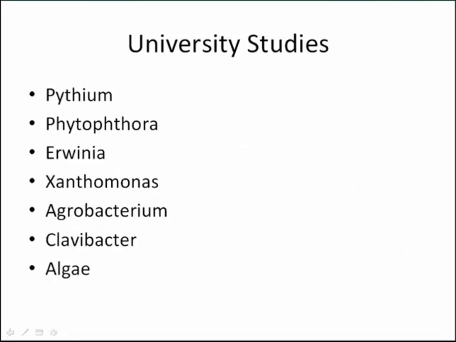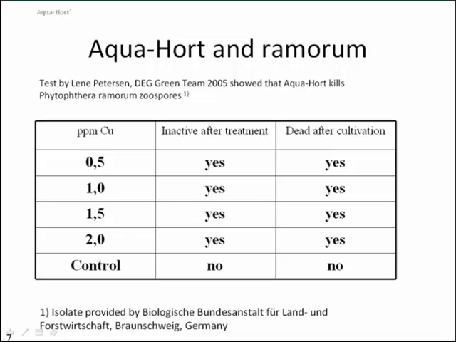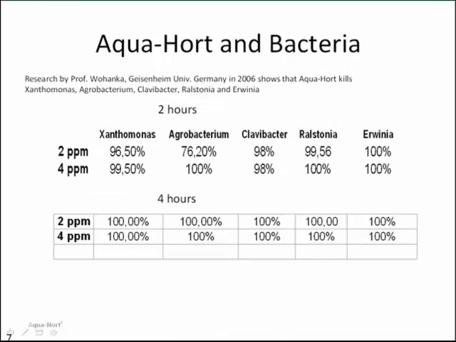In these university studies, we've done studies on Pythium, Phytophthora, Erwinia, Xanthomonas, Agrobacteria, Clavibacteria, and algae. Here is a test showing the effects on Ramorum, which is a Phytophthora. Here you can see the results on Xanthomonas, Agrobacteria, Clavibacteria, Ralstonia, and Erwinia.